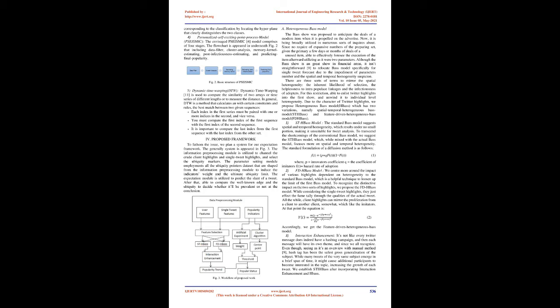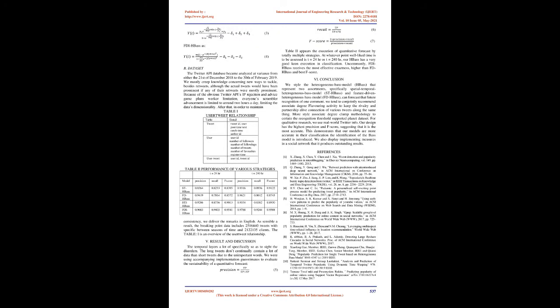5. Dynamic time warping, DTW. Dynamic time warping is used to compare the similarity of two arrays or time series of different lengths, or to measure the distance. In general, DTW is a method that calculates, with certain constraints and rules, the best match between two given sequences. Each index in the first series must be paired with one or more indices in the second, and vice versa. You must compare the first index of the first sequence with the first index of the second sequence. It is important to compare the last index from the first sequence with the last index from the other set.